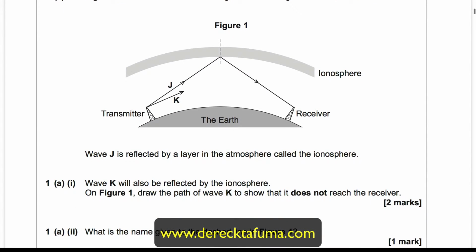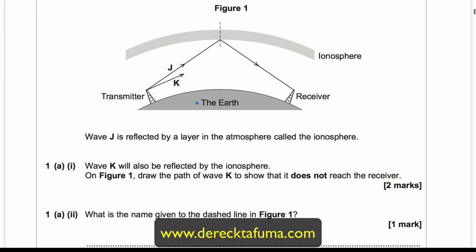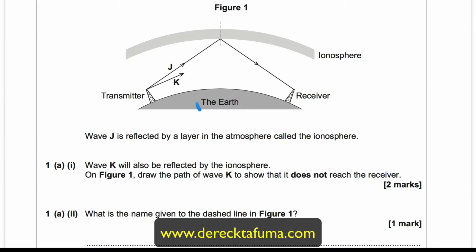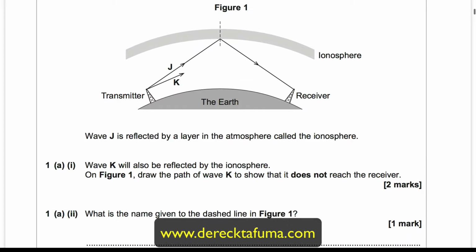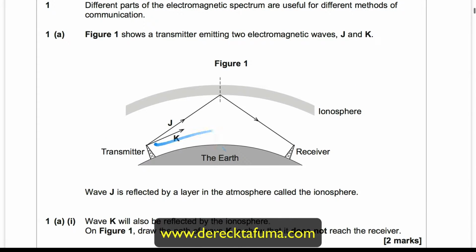Right, so what is the question? Wave K will also be reflected by the ionosphere. On figure 1, draw the path of wave K to show that it does not reach the receiver. So K would not reach the receiver, and we have to demonstrate how. So first of all, I'm going to copy this figure. In fact, I've already copied it.